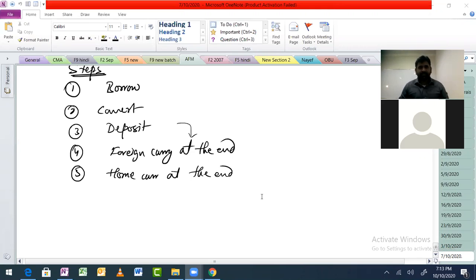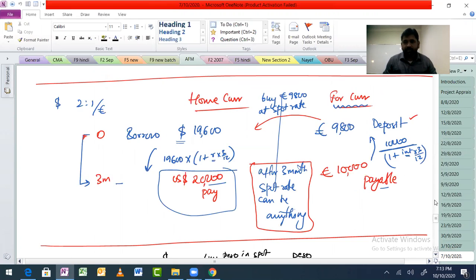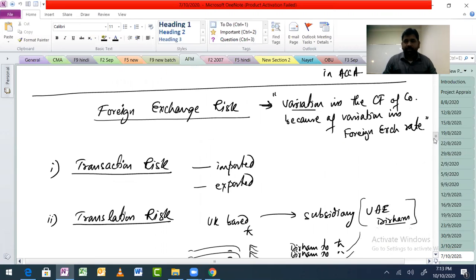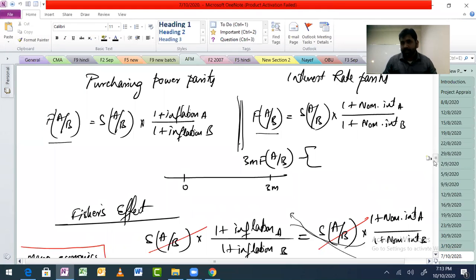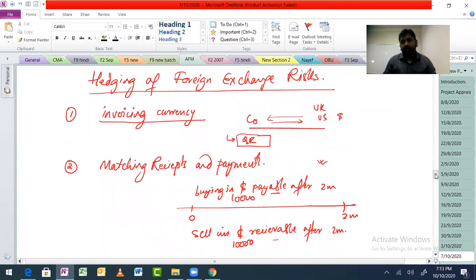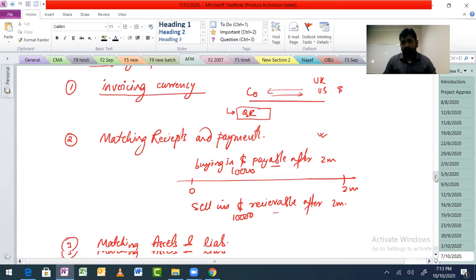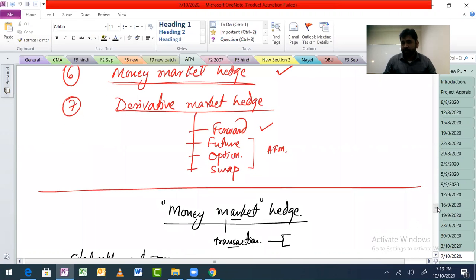Last class, I think we just started with what is called the money market hedge, right? In the last class, we started from the discussion of foreign exchange risk, what the risks are, and how you are going to hedge them. In between, we covered purchasing power parity and IRP, which we already have done, and then how you can hedge the risk. For that, invoicing and all of this, we came across the money market hedge.